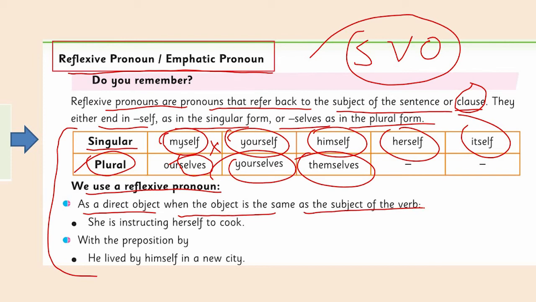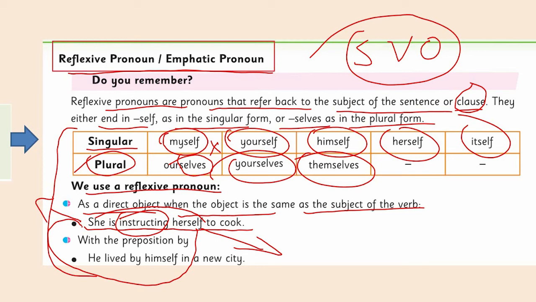We use a reflexive pronoun as a direct object when the object is the same as the subject of the verb. She is instructing herself to cook. Here the subject and the object are the same. Instructing is a verb here, an action, and she and herself are both pronouns here. She is a personal pronoun and herself is a reflexive pronoun, because herself is again referring to the personal pronoun she. We have the same person here. This sentence is talking about the same one girl. She is instructing herself to cook.